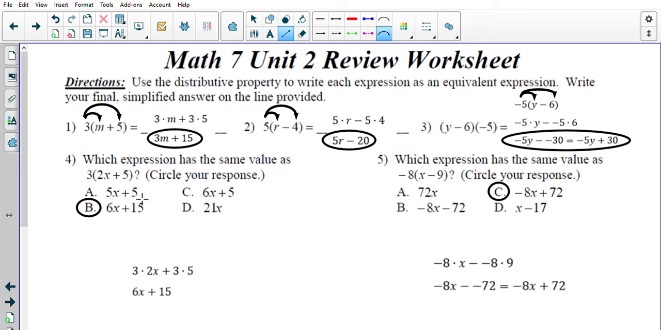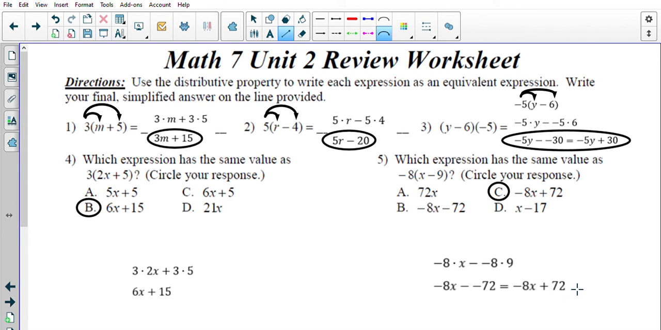So be really careful. Number 5, which expression has the same value as negative 8 and in parentheses x minus 9? So again, let's use the distributive property. Take negative 8 times x minus negative 8 times 9. That will get us negative 8x minus negative 72, which we can rewrite once we add the opposite as negative 8x plus 72.